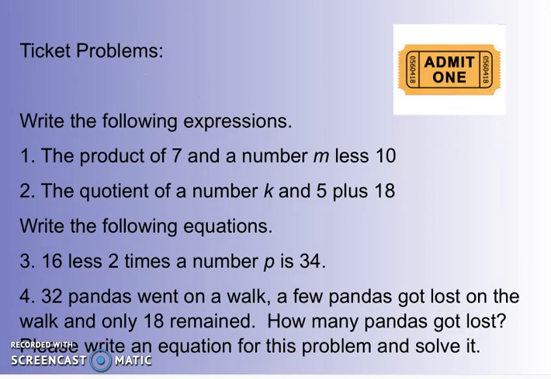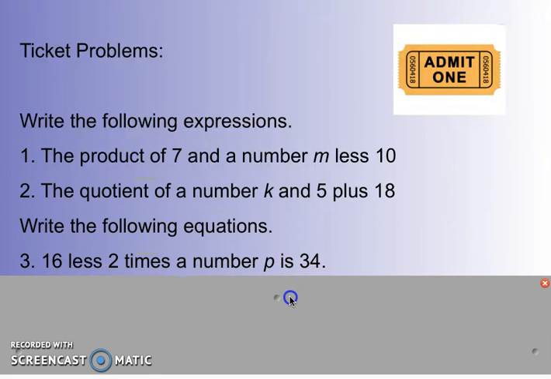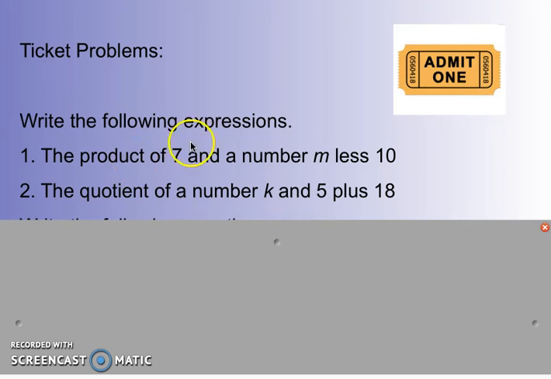What I would like for you to do is the following problems. I would only like you to do these 2 problems for tomorrow. Please try them, and then we'll come back and talk about them.